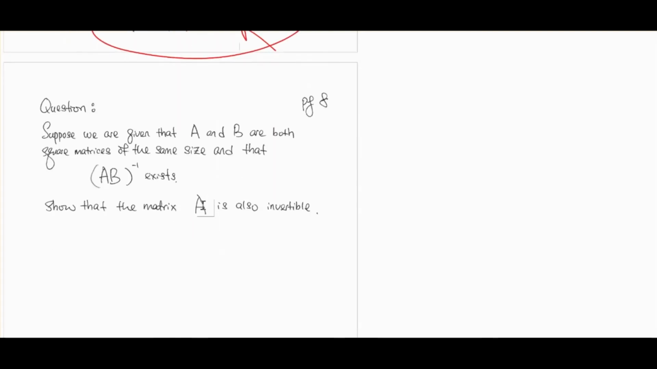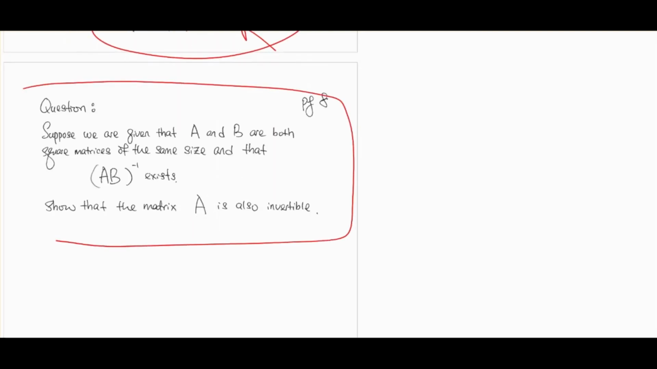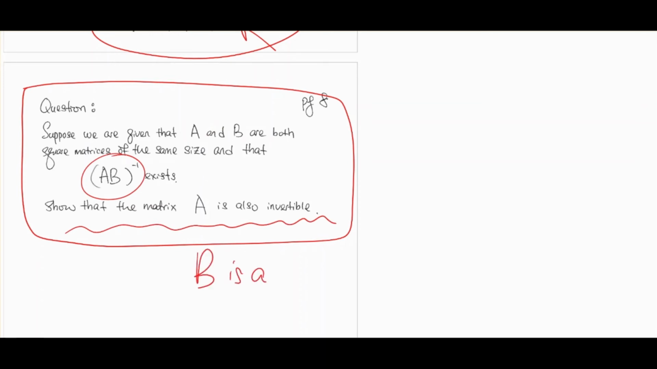All right, so I want you to look at these questions and give this a little bit of thought. Suppose that we have matrices A and B. They are both square matrices of the same size, and we've been told that the product AB is invertible. What you need to do is show that matrix A is invertible, and actually also B is invertible. But let's just do one of them.